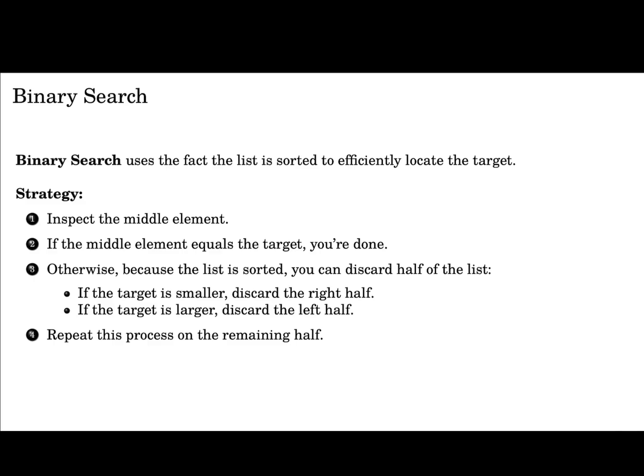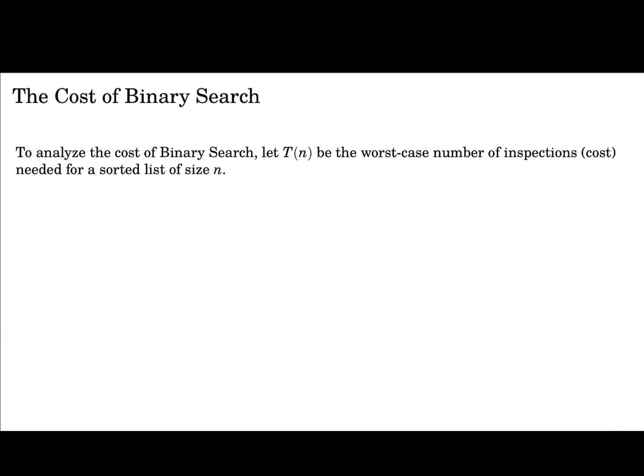So you can notice how this is essentially breaking up the search in a list of size n into checking the middle and then doing a search on a list of size n over 2. So each step costs 1 inspection, but each step also cuts the problem size roughly in half. And so that's the key idea behind binary search.